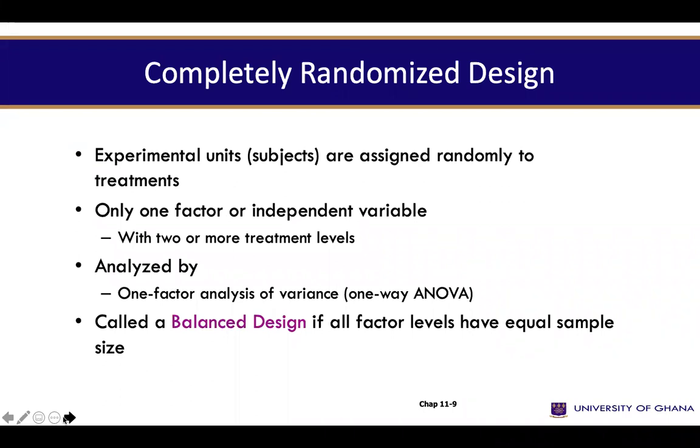So there are several approaches, several techniques, even within the analysis of variance framework. But we are going to consider what we call a single factor analysis of variance, which we also term the one-factor ANOVA or the one-way ANOVA. Now, if all the groups, or factor levels, have the same sample size, we call it a balanced design. If the sample sizes are different, then we call it an unbalanced design.